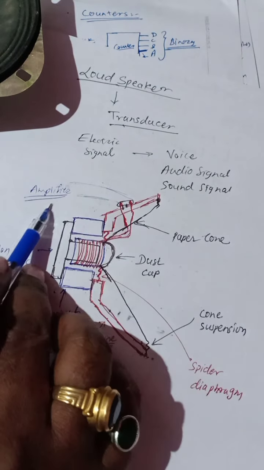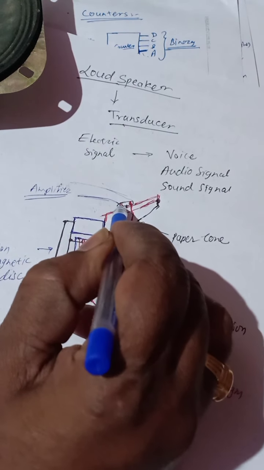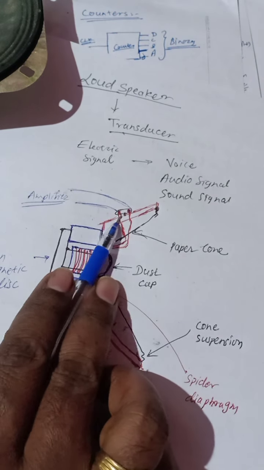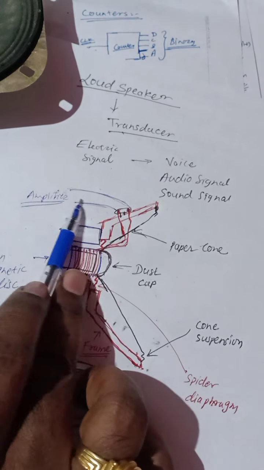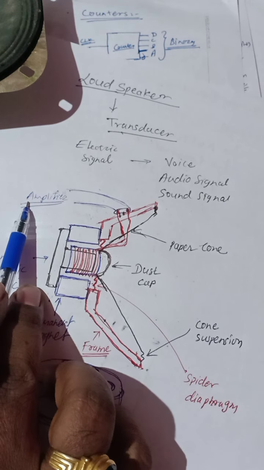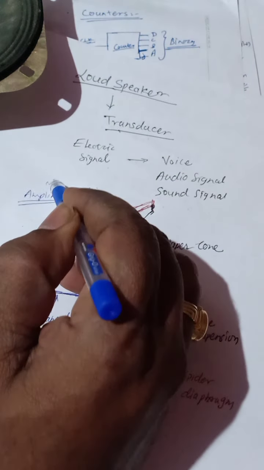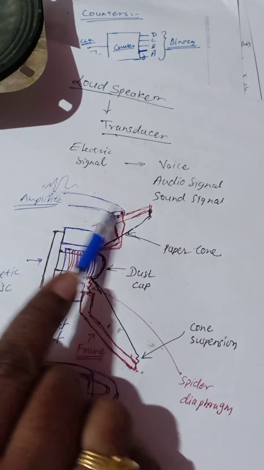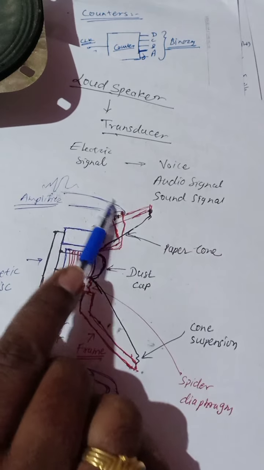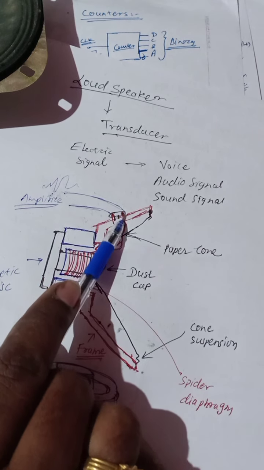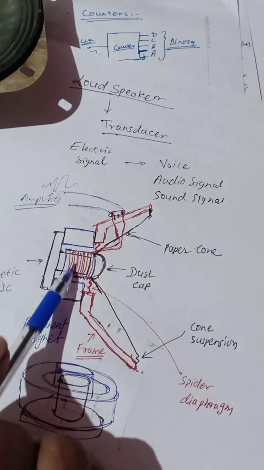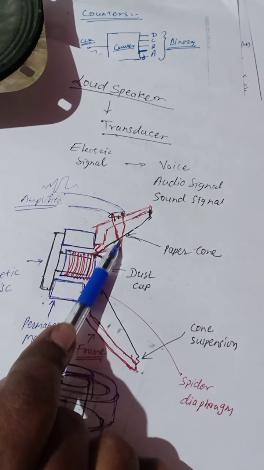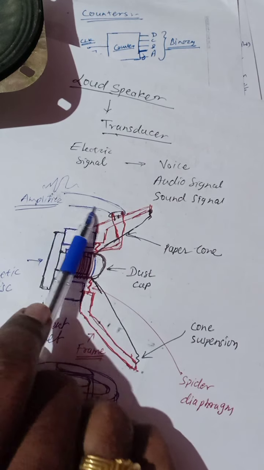Okay, so the output of the amplifier goes to these two terminals of the coil. As the amplifier amplifies this signal, which is the audio signal, it is connected to the two terminals of this coil. Then current flows through this coil, like this. The amplifier output current flows through the coil.